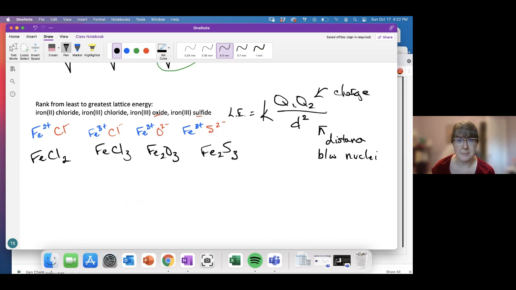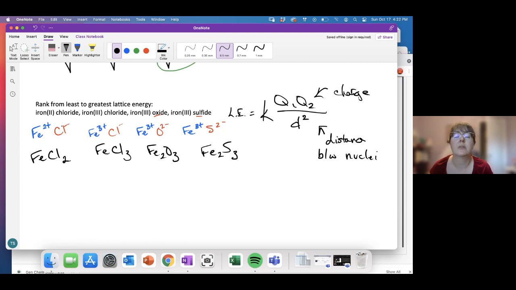So my charges are on the top. My charges are actually the most important part of lattice energy. The distance matters, don't get me wrong, but the charges are more important. In chemistry, my charges change by whole numbers, and my distance changes by little bits, usually by decimal amounts. So I'm not going to pay attention to distance for right now, because what I've already seen is my charges changing. So I'm going to focus on those first.